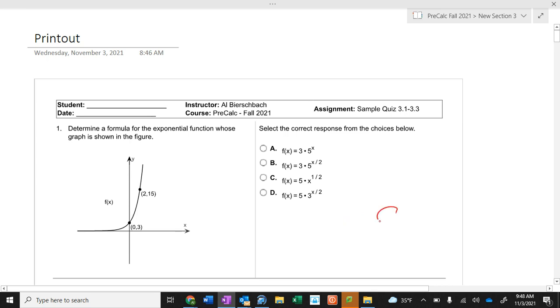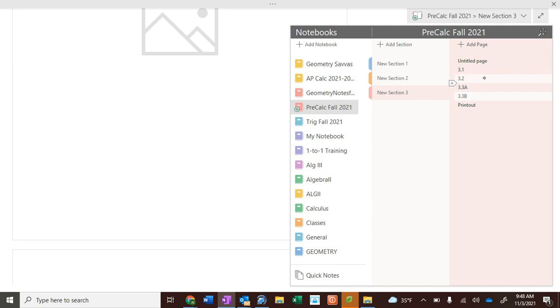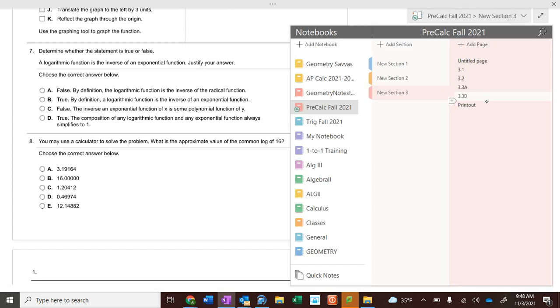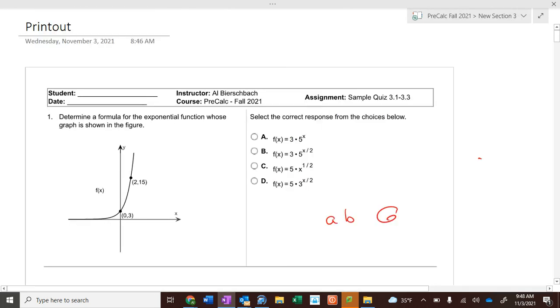Oh, really? You're going to do this to me? Okay, so let's get out of this page, go back to that page. There. And now they're there.